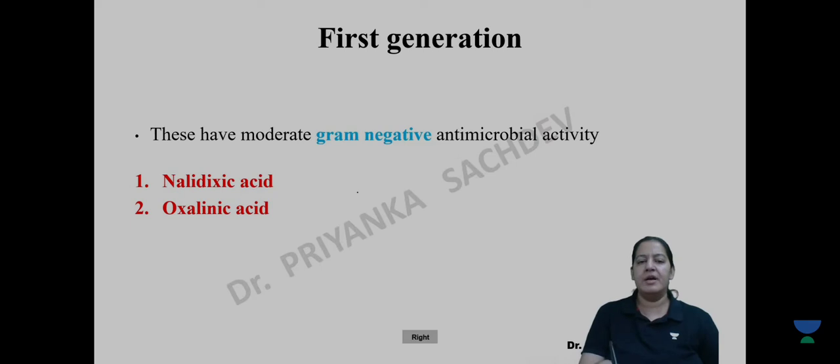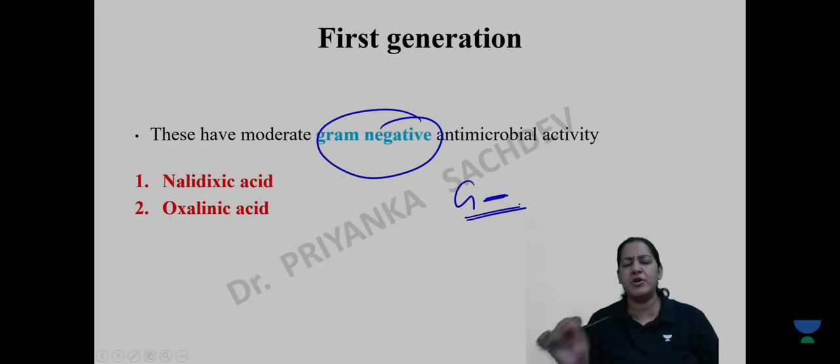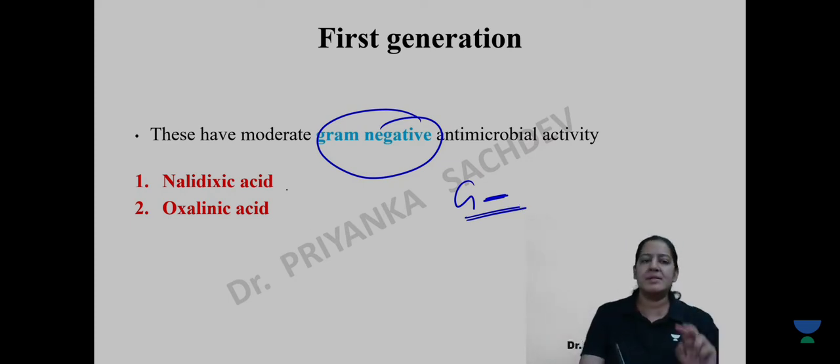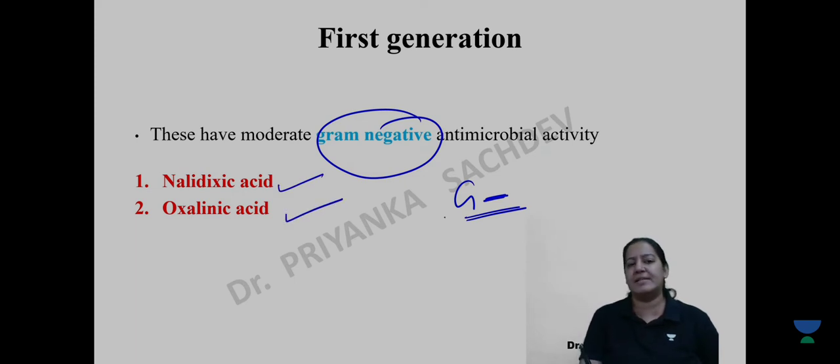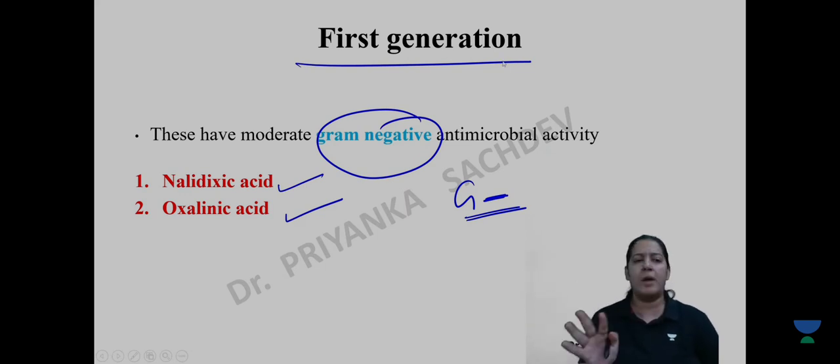The first generation acts only against gram-negative bacteria. It kills only gram-negative bacteria, no one else. None of the gram-positive bacteria, right? So the two members are nalidixic acid and oxalinic acid. So they are narrow spectrum. The first generation was the first coming in the market, and it was very narrow spectrum.